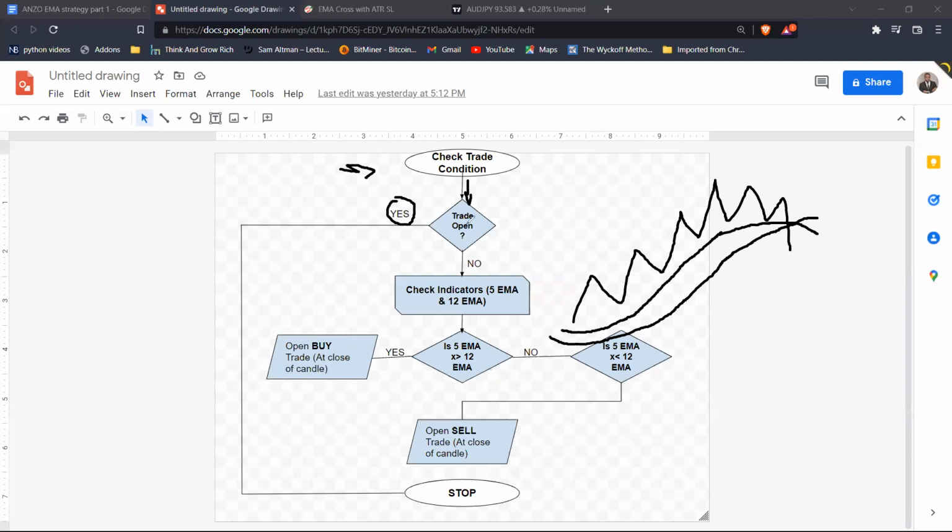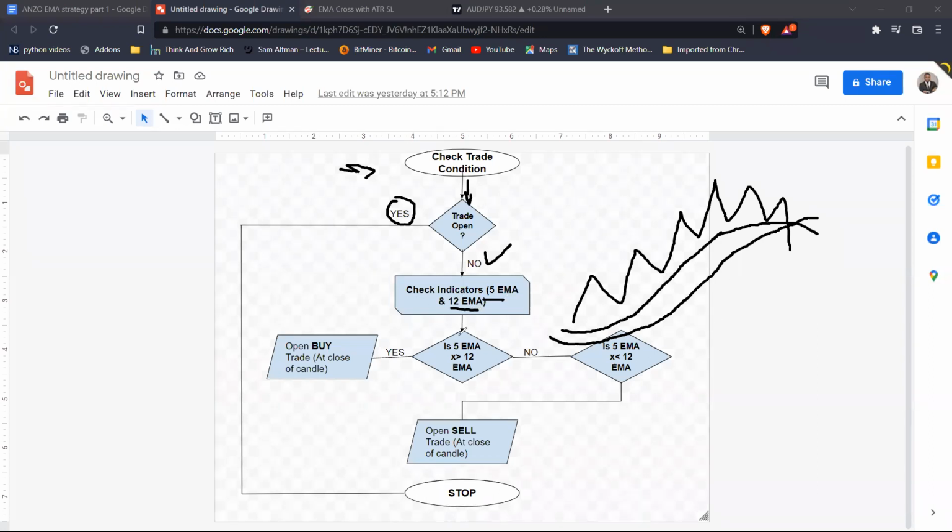So if there's a trade open, well, it does nothing. We already have that one set. Well, however, if there are no trade open, it takes the second route. And in the second route, what does it do? It checks the EMA, right? So the 5-period and the 12-period exponential moving average. Now, what does it check?